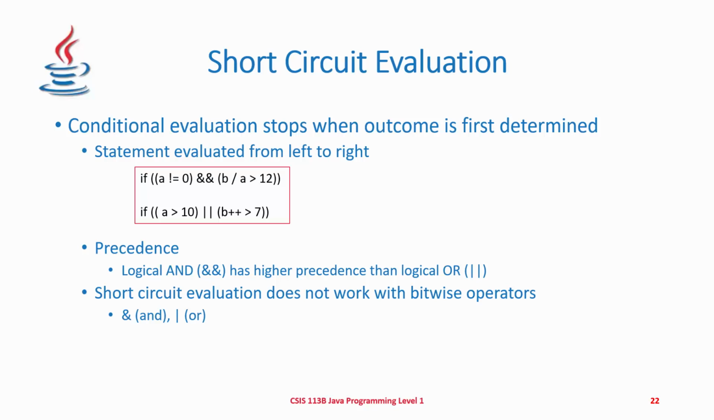But in the second example, what you see is we have an OR. In the first condition, both had to be true for the entire statement to be true. So that's why we could short circuit. If just the first part was false, we could short circuit it. With an OR, it does have to check both, because if a is not greater than 10, we're saying OR b incremented is greater than 7, we are checking to see if either of those is true to make it a true statement.